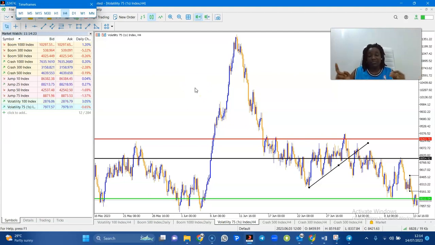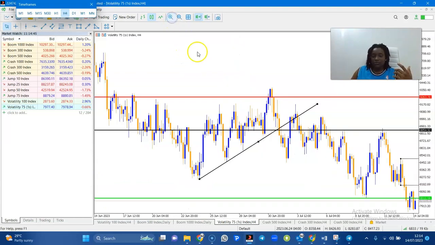My analysis, my entry point was strictly on the H4 time frame. I didn't go to smaller time frames to look for quicker entries. I didn't go to a higher time frame to see the bigger picture, right? So already I noticed that there's been a long down movement. There's been a serious down movement in the market, and it looked very interesting to me.